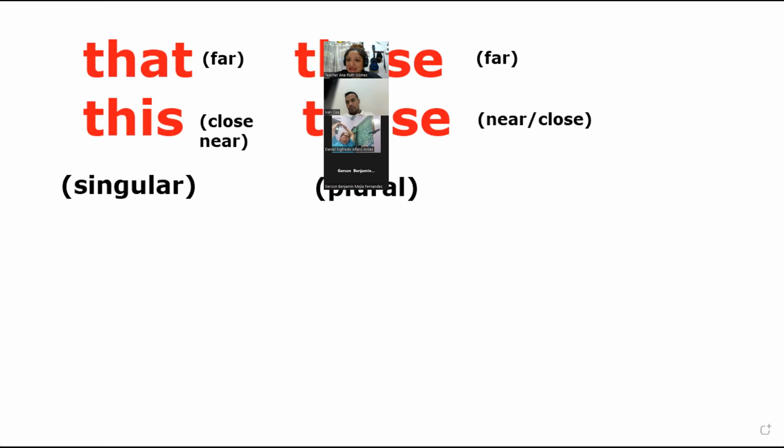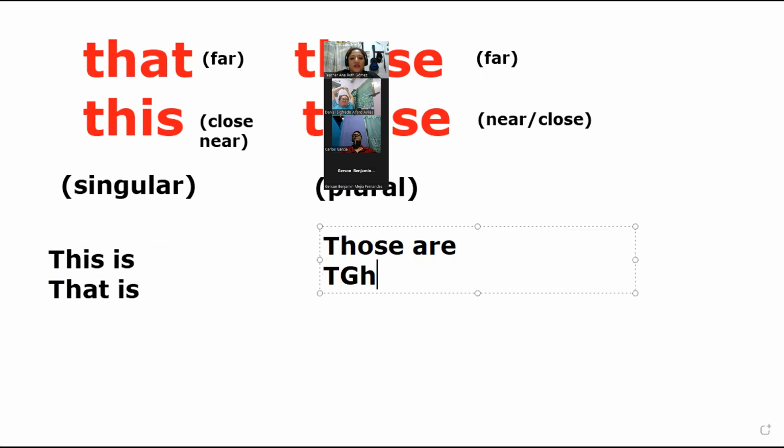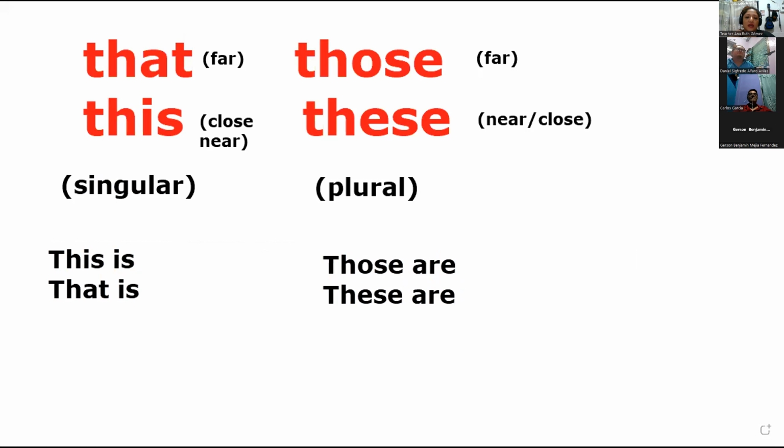So, para que se les haga más fácil, voy a poner esto aquí, así. Utilize, relax, hold your horses. This is and that is. Those are and these are. Okay, very good. So this is, that is, those are, these are. Okay, I'm gonna play the video one more time now so you can understand. I think that you will understand now better. Okay.